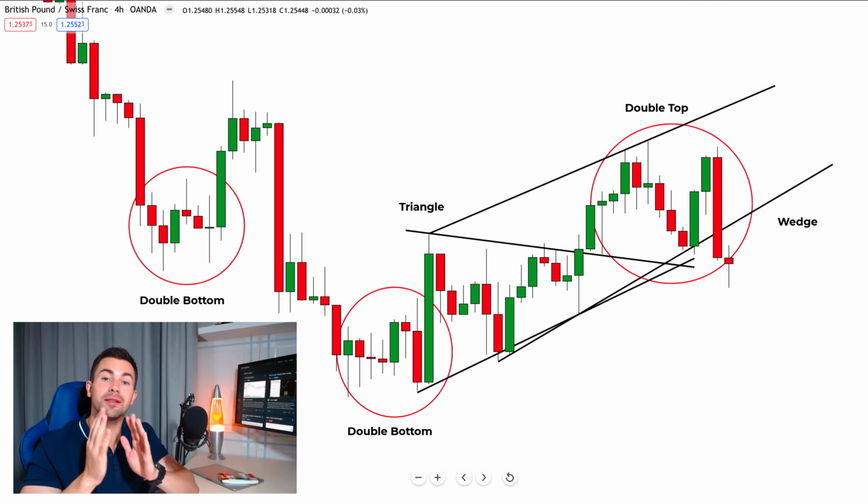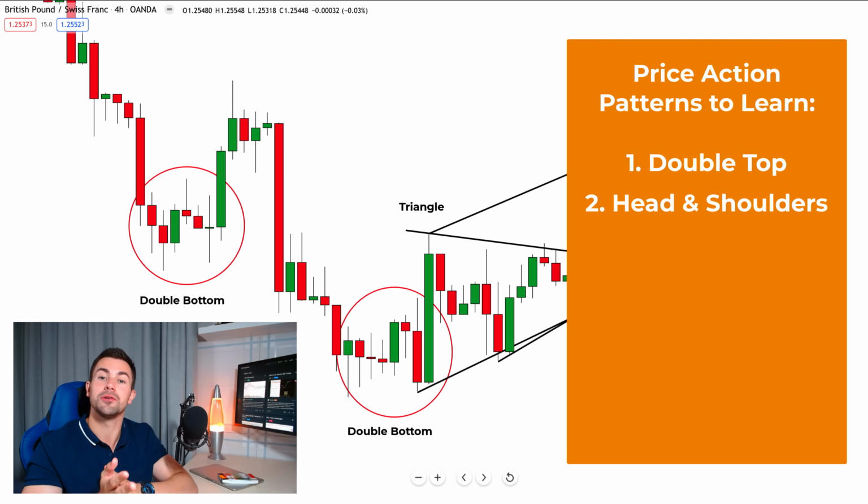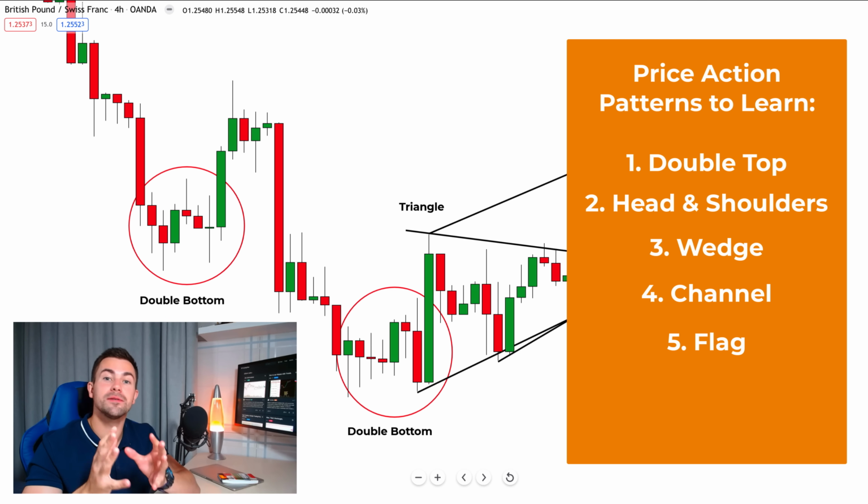And here's the list of the patterns for you to learn. Yes, the main patterns, the classic patterns for you to know. Of course, it is double top and double bottom, head and shoulders pattern, wedge pattern, channel, flag. These are the triangles. These are the most important patterns for you to learn. Of course, again, we have more. We have a lot of different patterns, but these are the most important. Start with them, and learn to recognize them and identify them.